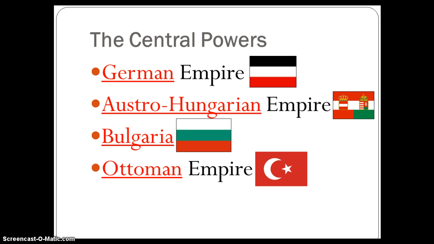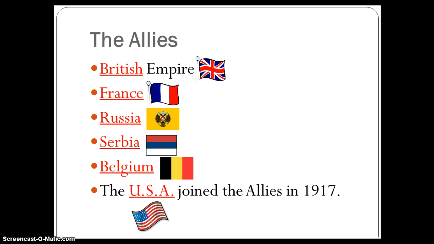The Central Powers included the German Empire, the Austro-Hungarian Empire, Bulgaria, and the Ottoman Empire. The Allies included the British Empire, France, Russia, Serbia, Belgium, and the United States joined the Allies in 1917.